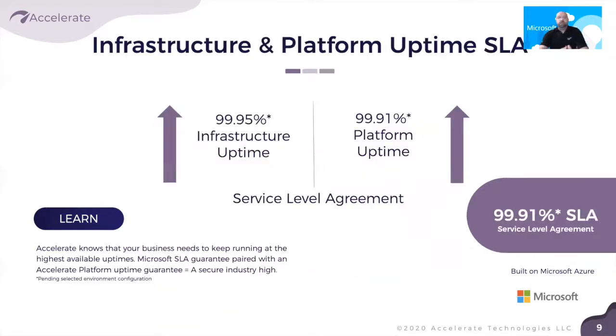So infrastructure and platform uptime, SLA. There's a 99.95 infrastructure uptime. Platform uptime is 99.91. We have an auto rollback that will roll back your platform automatically to make sure that you're still going on the most confident bits possible. So we can talk about this, and then we can also talk about service level agreement management a little bit further, depending upon your governing needs.